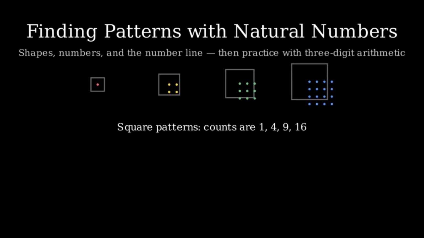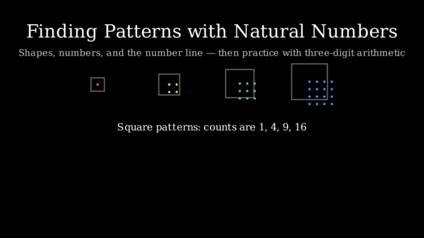Some patterns grow in a predictable way. For example, square numbers grow as 1, 4, 9, 16. Each figure is a square made of dots. We'll draw the first 4 square figures so you can see how the count increases. Notice each figure is a square, and the numbers are perfect squares.